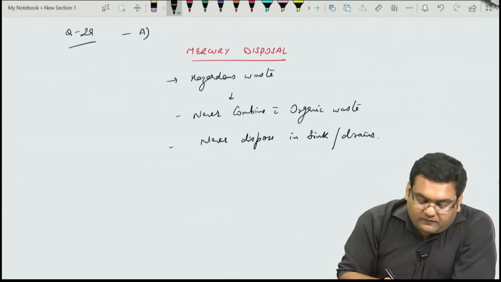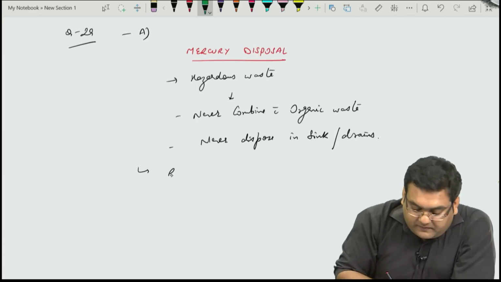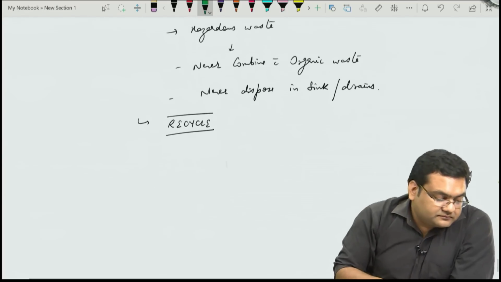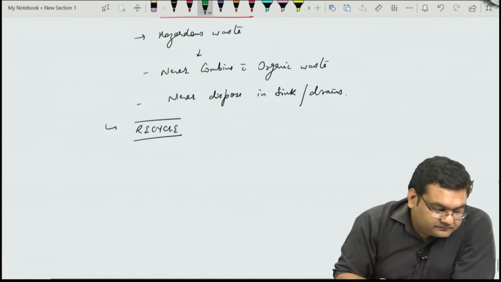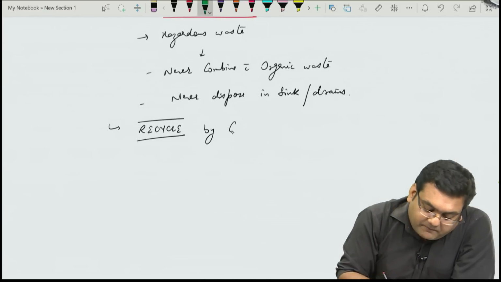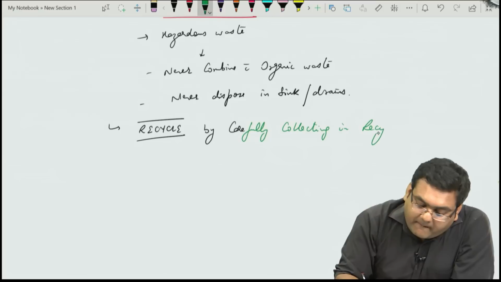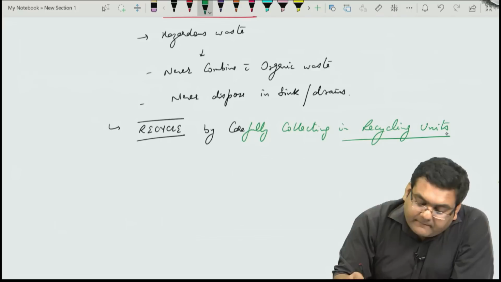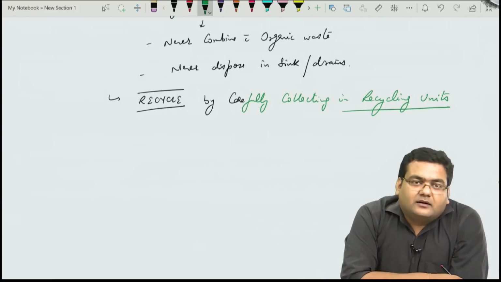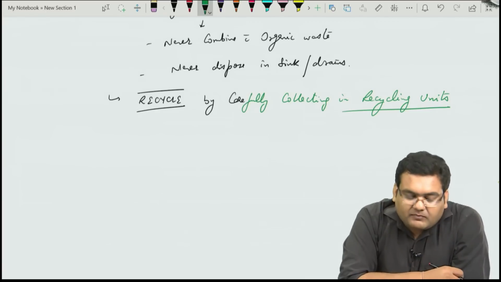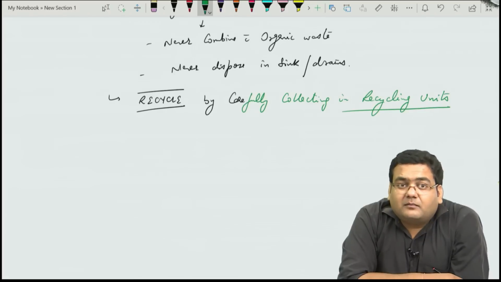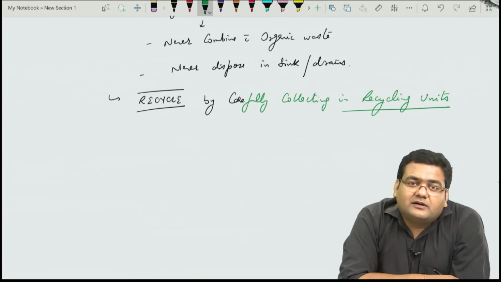So what do we do? We recycle, by carefully collecting it in recycling units. Very important, because of these things only mercury blood pressure apparatus have been phased out.